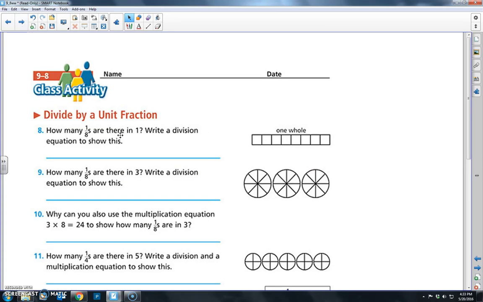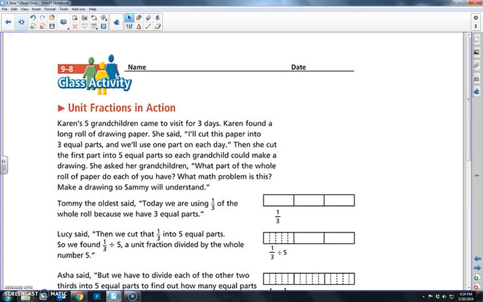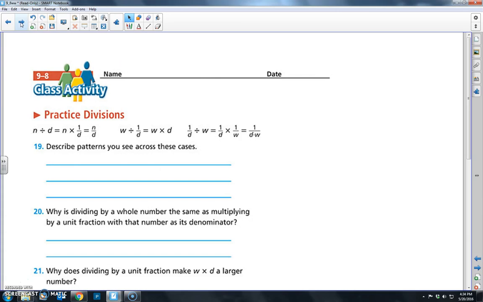So how many eighths are there in 1? Okay, so why don't you pause this, see if you can solve these problems. Go ahead and pause it right now. Welcome back. Let's check your answers. Okay, you can kind of see what's going on here. All right, and we keep going. This is much of the same. And here's some more practice.